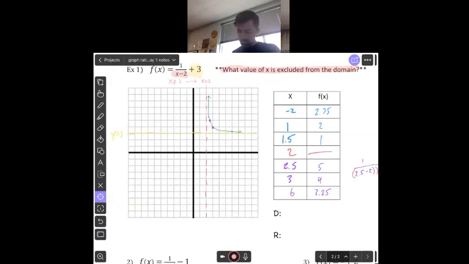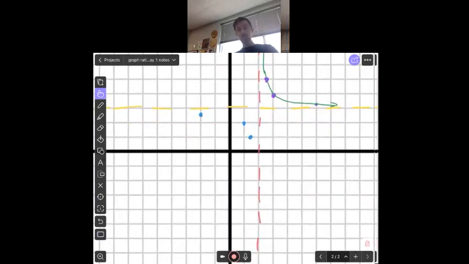So 1.5 is right here, 1 right there. And then -2, 2.75, so -2, 2.75 should be right below the asymptote. There's 3, so right below it. So there's the other branch of the hyperbola plotted.